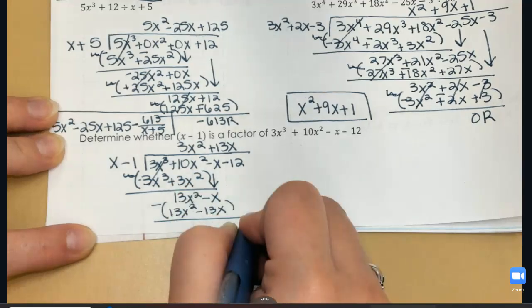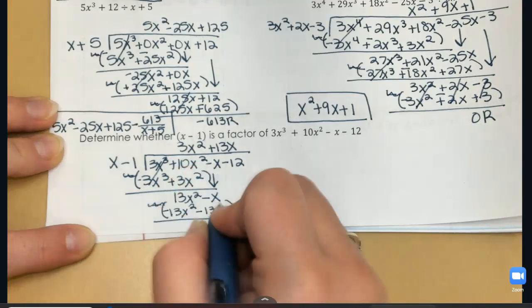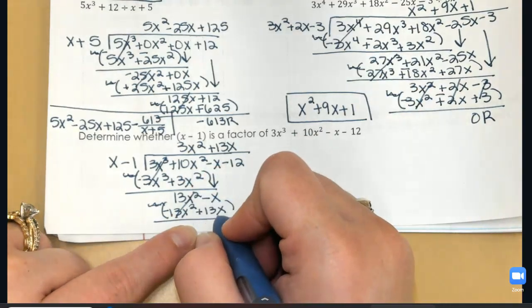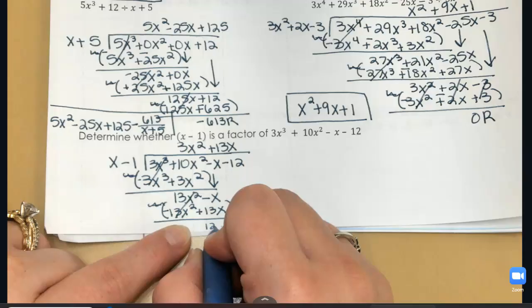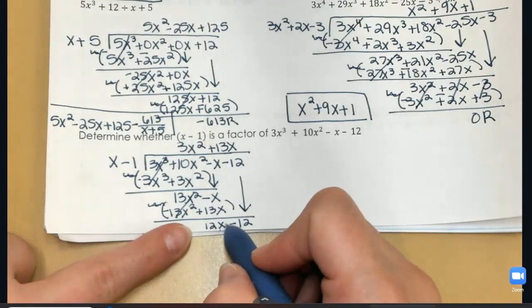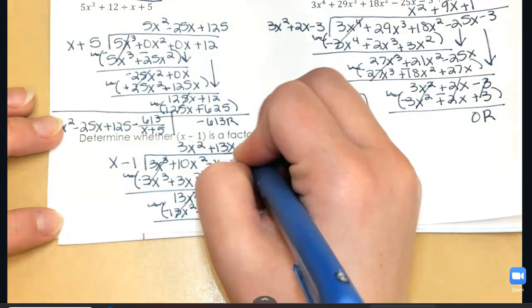Subtracting. I'm running low on space here. That becomes negative, that becomes positive. I'm going to kind of rewrite some stuff over here. Negative x plus 13x is 12x, and then I have a minus 12. 12x divided by x is 12.